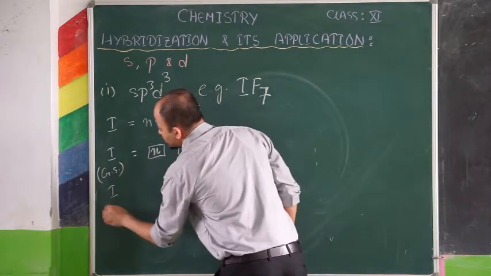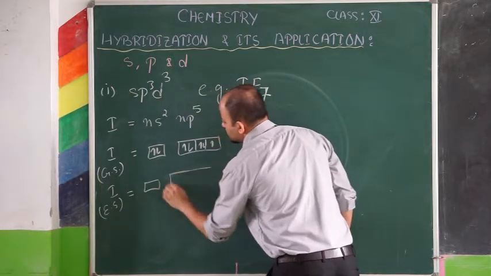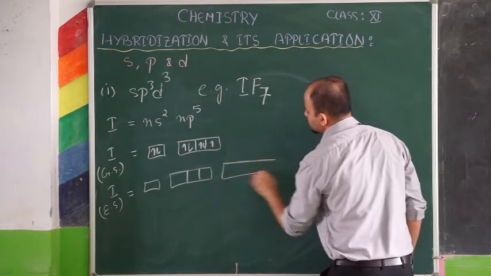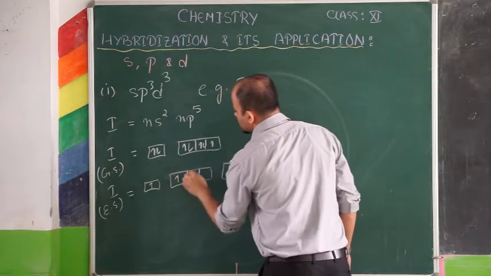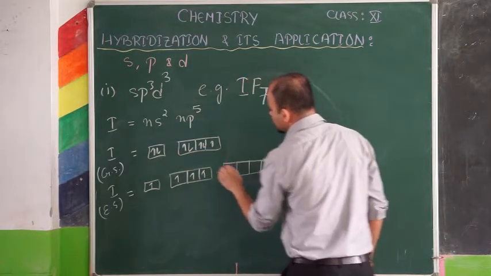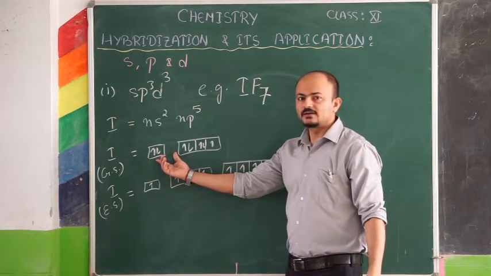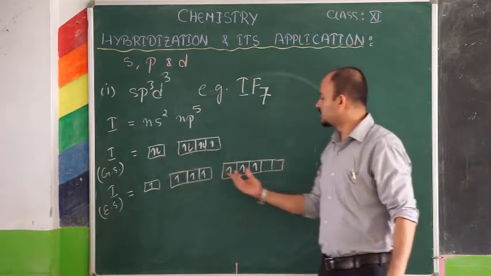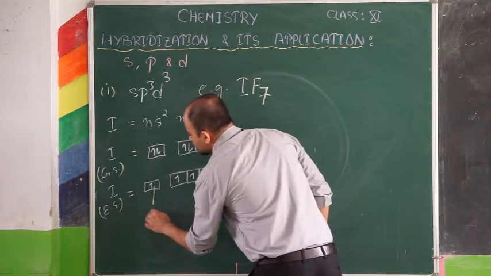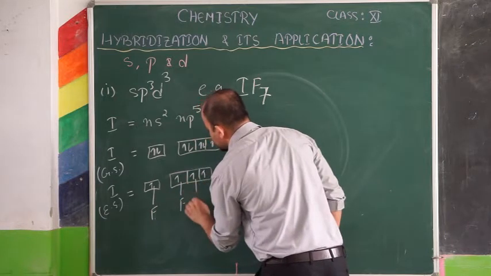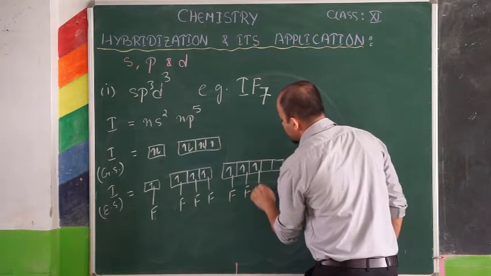Now iodine, whenever it is excited, then since it contains d orbitals, these pairs of electrons will be shifted to the d orbital. 1, 2, 3, 4, 5. So here 1, 2, 3, 4 electrons. These 3 will be shifted to the d orbital. 3 pairs of electrons in the ground state, whenever it goes to the excited state, will be shifted to the d orbital. Now here fluorine needs 1 electron to complete its octet. Therefore, it comes and forms bonds with these hybrid orbitals of iodine.